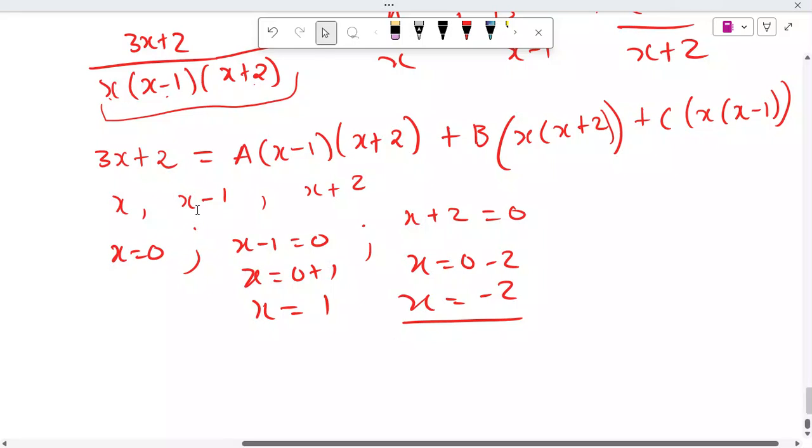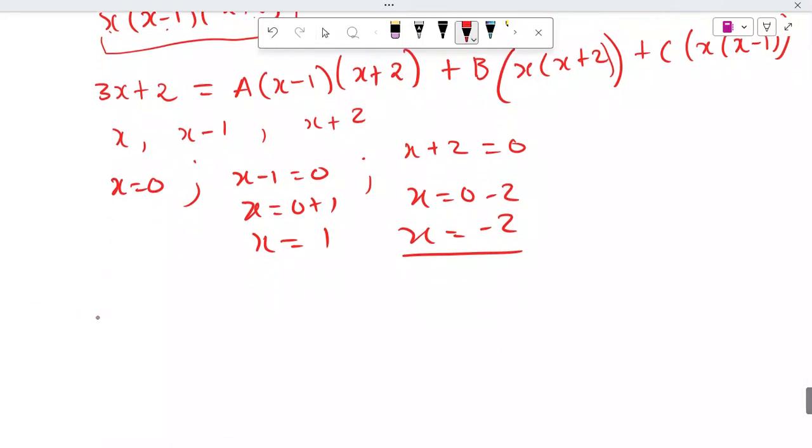Then when we come to this one, x minus 1, you check here which one has x minus 1. So when we substitute x equals to 1, this will be 0, this will be 0. So we only remain with the b part. Then x plus 2, which equations have x plus 2? So here has x plus 2, this will be 0. This will also be 0, we only remain with c.